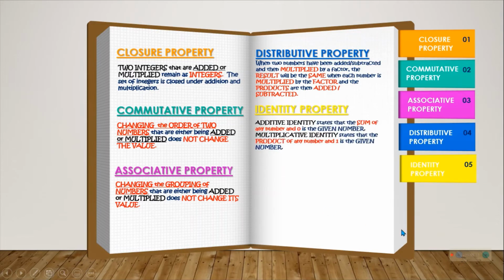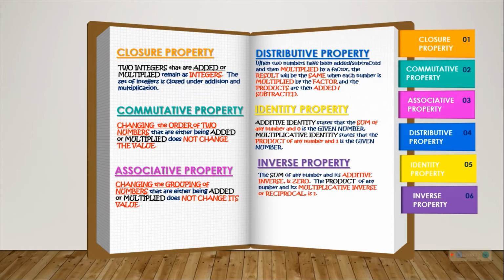The fifth one is identity property, additive identity and multiplicative identity. Additive identity states that the sum of any number and 0 is the given number. Multiplicative identity states that the product of any number and 1 is the given number.